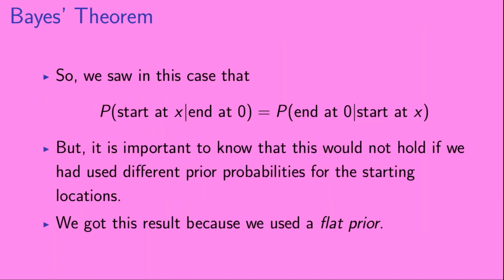So we saw in this case that the probability that the object started at x, given that it ended at 0, is equal to the probability that it will end at 0, given that it started at x. But it is important to know that this would not hold if we had used different prior probabilities for the starting locations. We got this result because we used a flat prior.